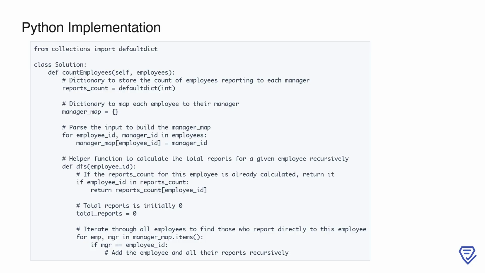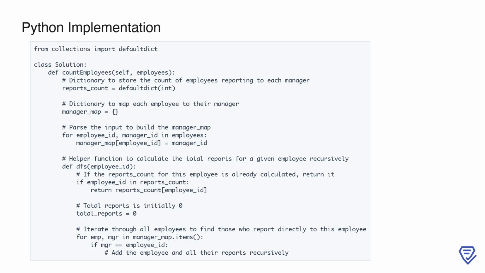Here, we start by importing the defaultdict class from the collections module. This will help us create a dictionary that initializes default values automatically, which is useful for counting employees. Next, we define a class Solution and a method countEmployees. Inside this method, we initialize two dictionaries. The first, reports_count, will store the total number of employees reporting to each manager. The second, manager_map, maps each employee to their respective manager.